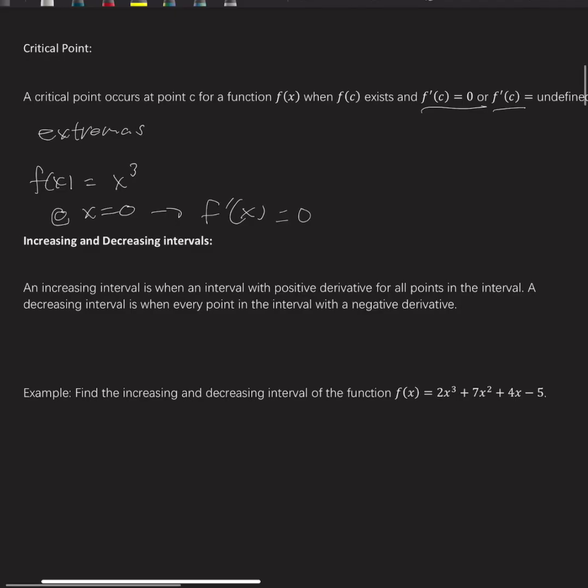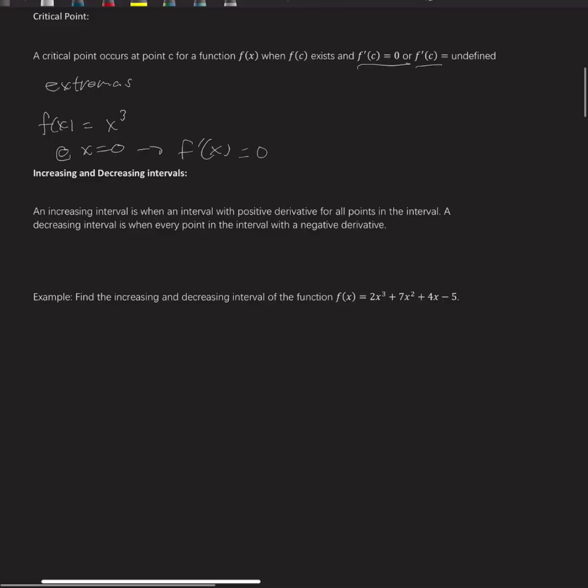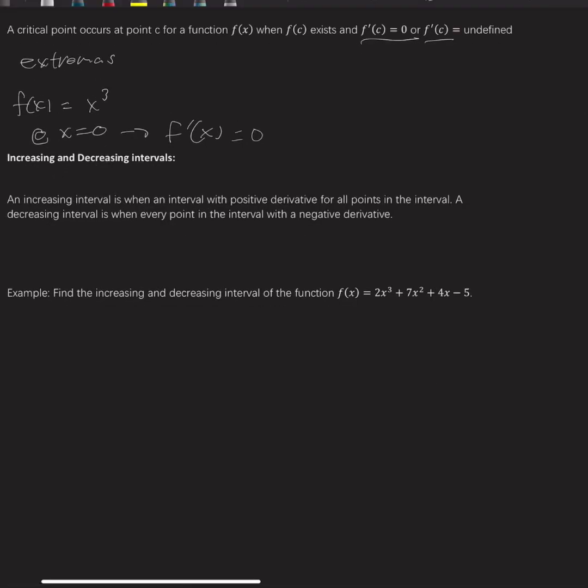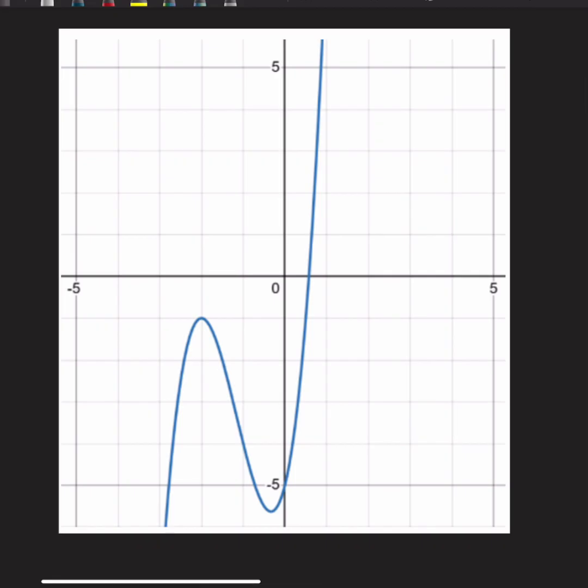So let's look at an example here. Find the increasing and decreasing intervals of the function f of x equal to 2x cubed plus 7x squared plus 4x minus 5. Let's see the graph here. It looks something like this. By looking at the graph, we can analyze that up to this point, that's x less than -2, it's increasing.